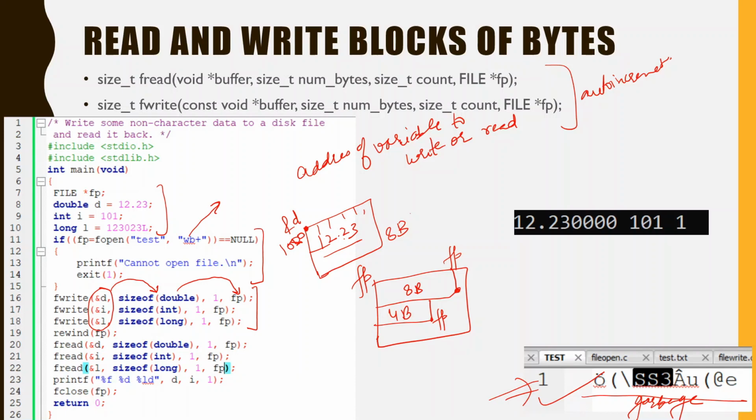So what we do is rewind the fp, so the fp again comes to the beginning of the file. There we use the file pointer to read the first 8 bytes and put those 8 bytes into d. In the end we print this. And here I have written l, so the l value is 123023, which is going to be printed over here.